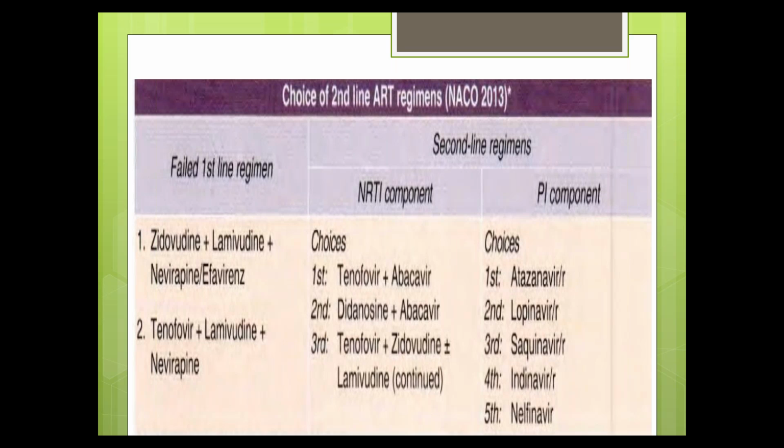And if tenofovir is not preferred because of any side effects, or if the patient is at risk for side effects of tenofovir, we'll go for didanosine and abacavir with the protease inhibitor lopinavir or ritonavir. The third choice will be tenofovir or zidovudine with lamivudine, with saquinavir or indinavir or nelfinavir. These are the combinations. And I know this is difficult, but you have to remember all the drugs here and all the regimens also.